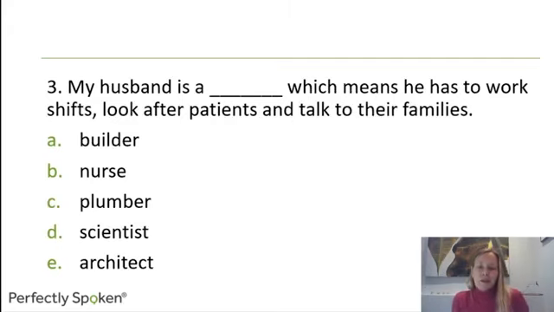Okay, number 3. My husband is a blank, which means he has to work shifts, look after patients, and talk to their families. A, builder, B, nurse, C, plumber, D, scientist, or E, architect. And the answer is B, nurse.